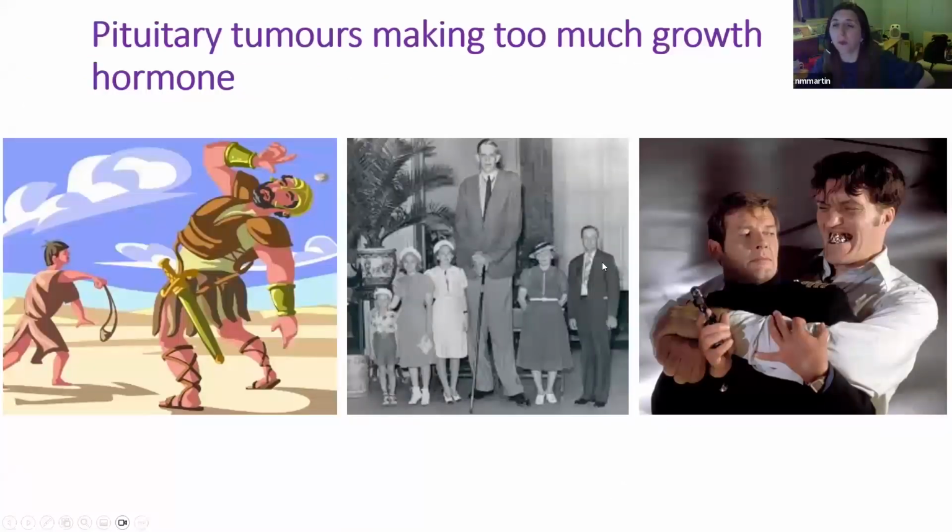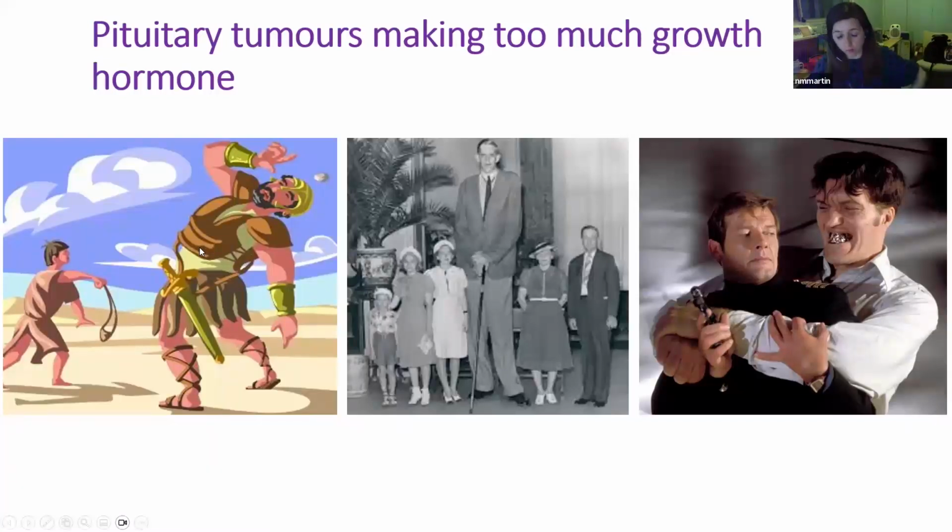Okay, so I'm going to give you a little bit of a historical perspective on pituitary tumors making too much growth hormone. So now that I've explained the difference between too much growth hormone before puberty ends, which is called gigantism, and too much growth hormone after puberty ends, when those growth plates are fused, which is called acromegaly, I'm going to talk you through some historical and some pop culture stuff, for want of a better word, about people with too much growth hormone.